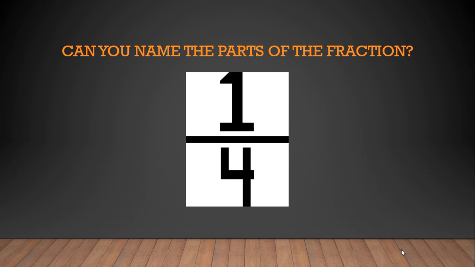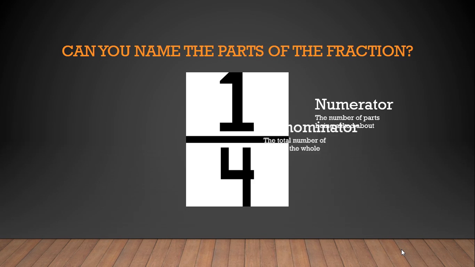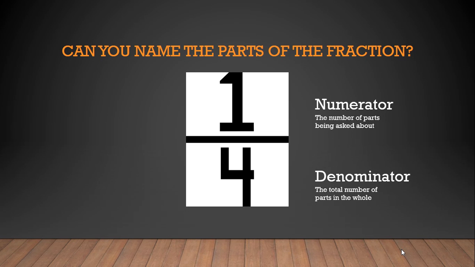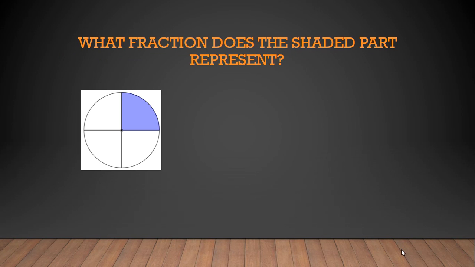Here we have the fraction 1/4. Do you recall the names for each part of this fraction? If you said the 1 was the numerator, you were correct. Remember, the numerator answers the number of parts being asked about. If you said the 4 was your denominator, you were also correct. The denominator is the total number of parts in the whole.